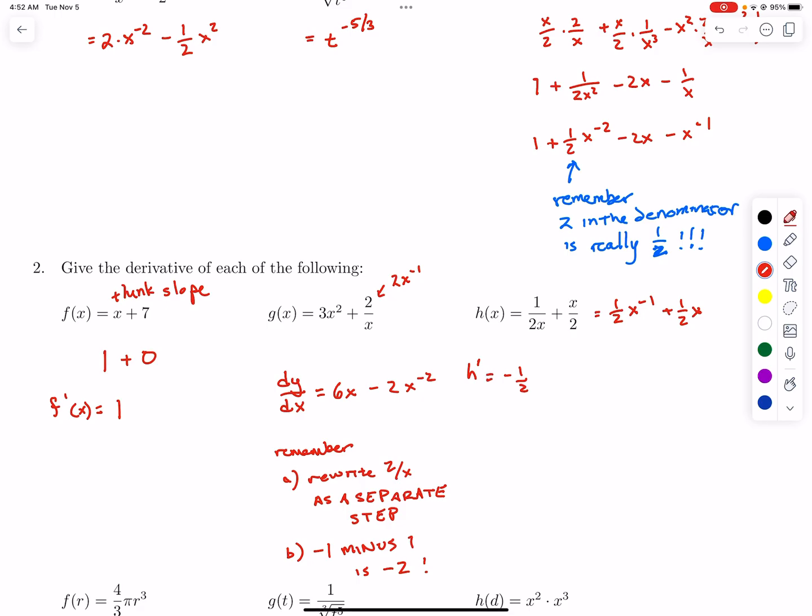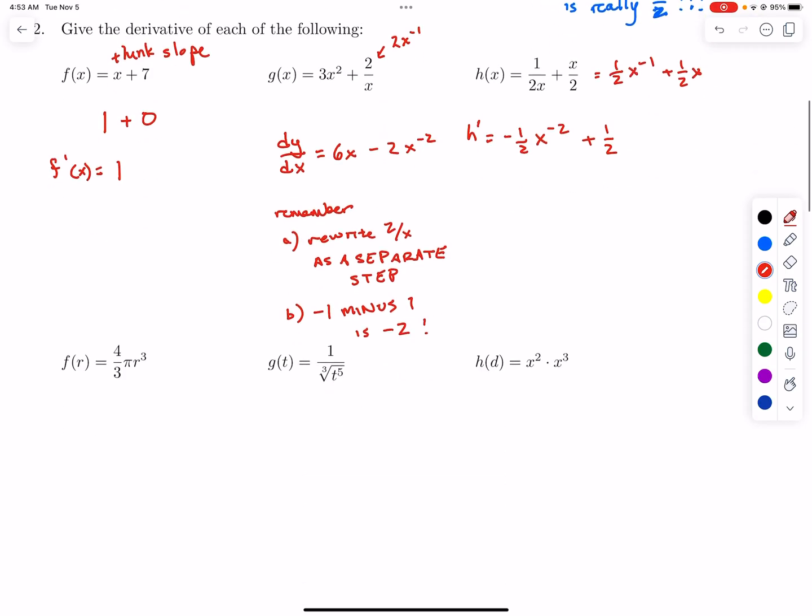We often don't bother with the of x because we're lazy. Pop the negative down in front, subtract 1 to get the new exponent. And then the second one, the derivative is just 1/2. So notice that x in the denominator and x in the numerator have very different derivatives.